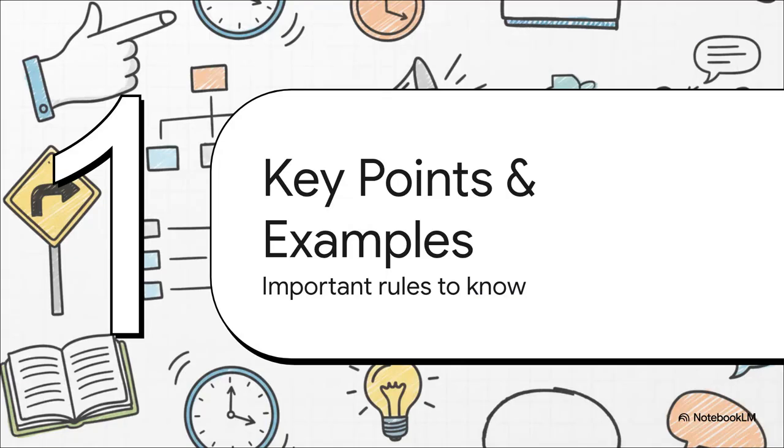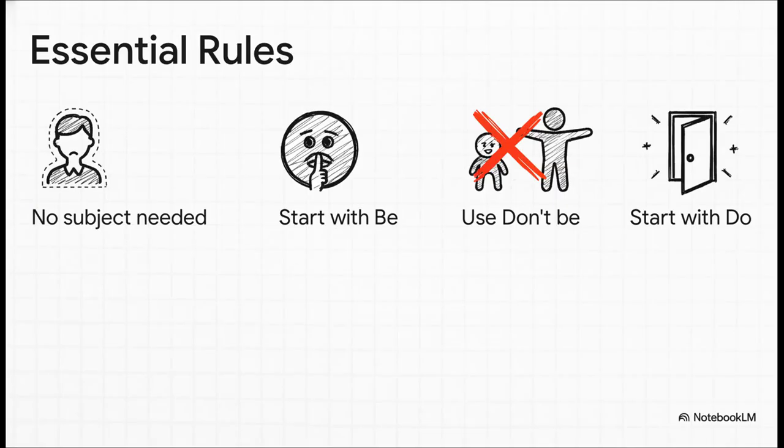All right, let's just quickly recap some of the most important rules here before we try a couple of examples ourselves. So here are the big takeaways. First, remember, you don't need a subject. The you is just understood. Second, if you're using an adjective, like quiet, you have to start with the verb be, as in be quiet. For the negative, you guessed it, don't be shy. And here's a great little tip. To add some warmth and emphasis, you can start with do. Do come in, just sounds so much more welcoming.